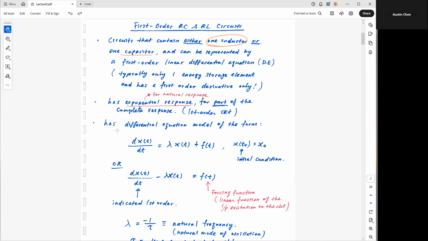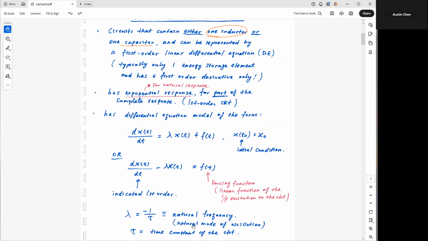The circuit also follows a differential equation model of the form dx(t)/dt equal to lambda x(t) plus f(t). Notice that I have this d over dt. This indicates that I have my first order derivative, or the first order circuit. And I also have this zeroth order term, x(t). The lambda over here tells you that I have a natural frequency, which determines the natural mode of the oscillation. And this lambda can also be expressed in terms of the time constant of the circuit, and this is equal to minus 1 over tau.